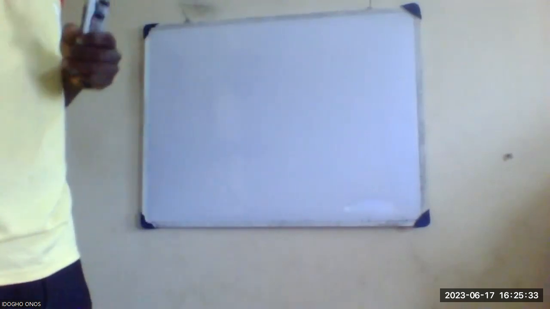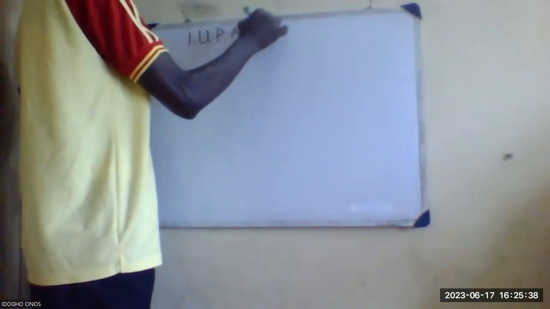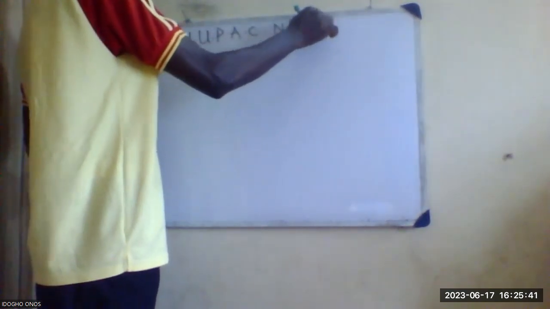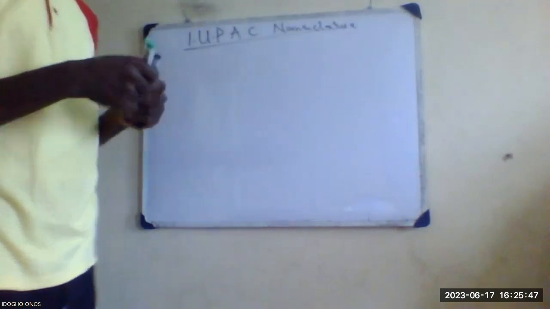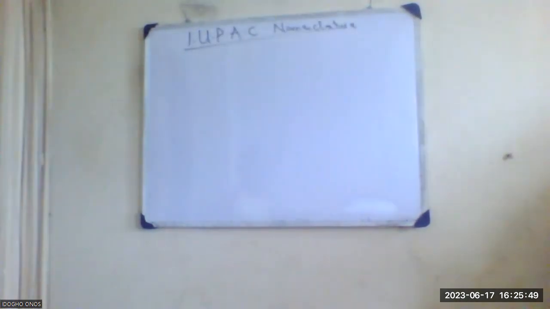No question. I'm sure you don't have issues with IUPAC nomenclature. I don't know if I still have time for that, because this is also SS2 work. But I don't know if you can cover this for the term before the term finishes. Are you done with redox reaction in your school? Almost. Okay, that means you should be entering organic chemistry soon. That's great.